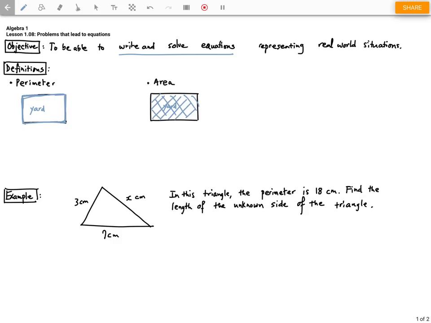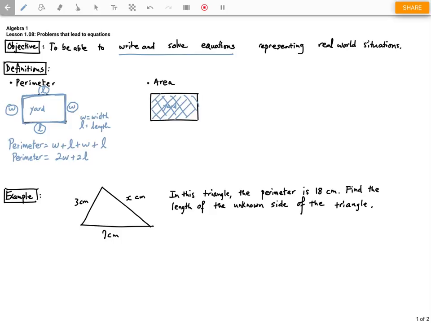Now, if we have length and length and width and width, perimeter equals W plus L plus W plus L. So a perimeter equals 2W plus 2L, W being width, L being length.